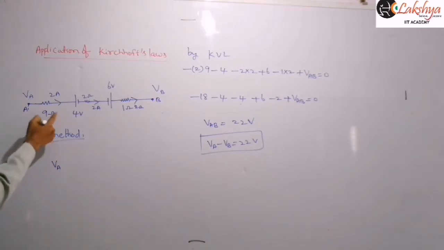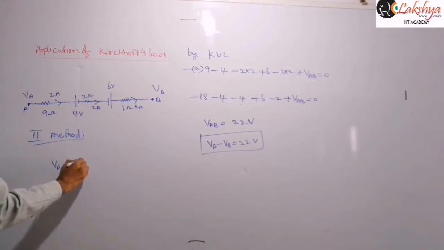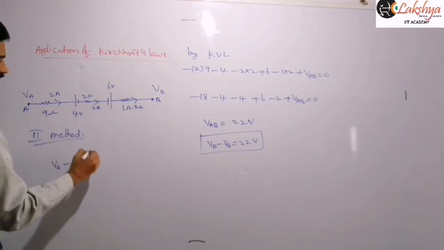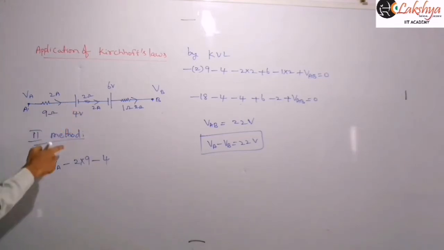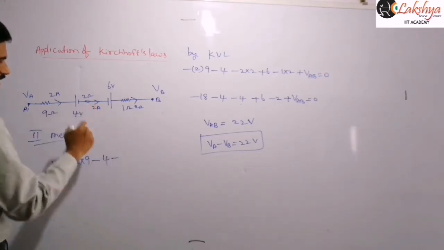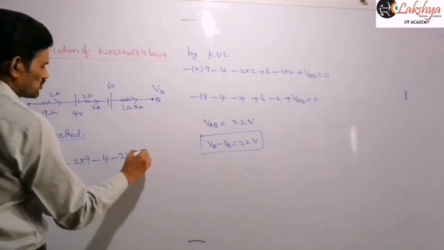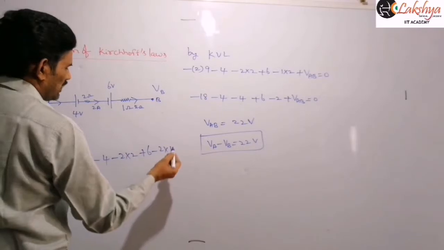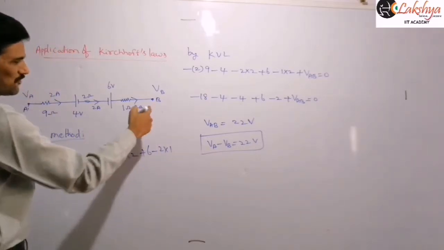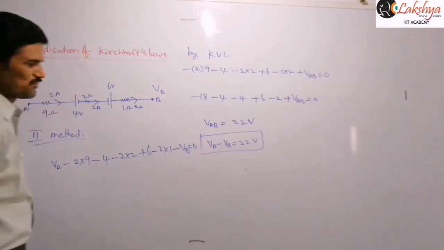This usual sign convention means where a resistance is there, we are following the direction of current. So minus IR, that means 2 into 9, and this is again minus 4, we are traveling from positive terminal to negative terminal, and here in the direction of current 2 into 2, and here positive to negative to positive, so it is plus 6 and minus 2 into 1. Then for the final point we write minus VB, and this value is equal to 0.